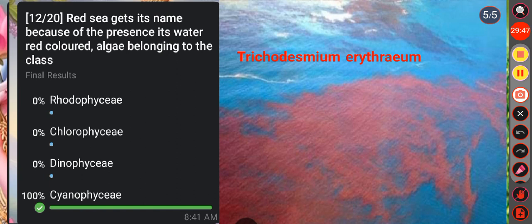Why? We know Red Sea is caused by a type of blue-green algae called Trichodesmium erythraeum, which is found in the sea. When these blooms of algae die off, they appear to turn the blue-green color of the ocean to a reddish brown. But remember, they are not red algae. They are cyanobacteria. So, they belong to the class Cyanophyceae. Right? So, here the correct answer is option D.